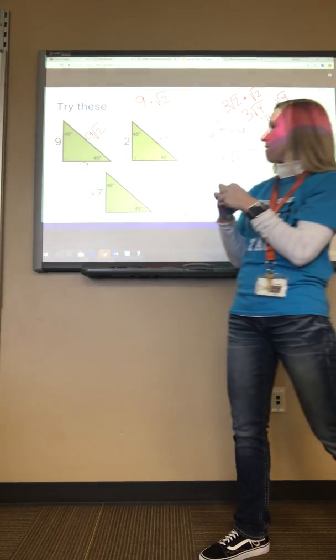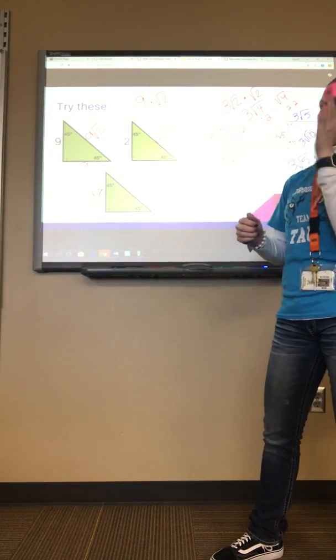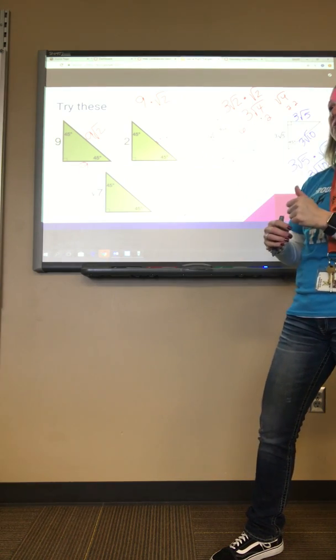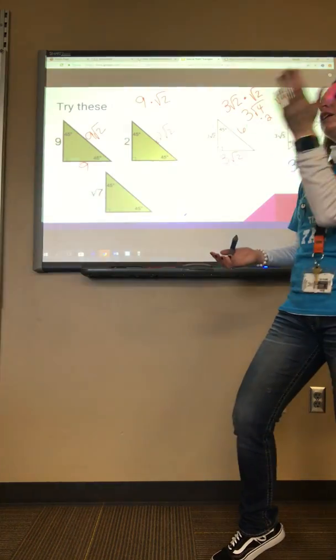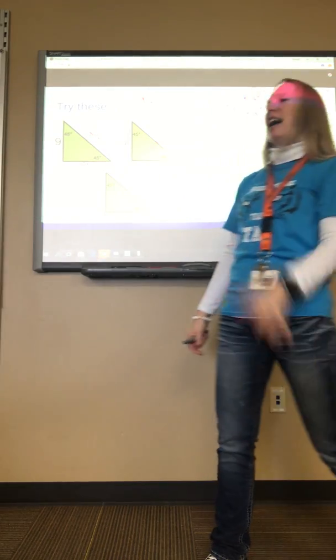Yes, question. How do you know when it's a perfect square? If it's like 2 times 2 is 4, 3 times 3 is 9, so perfect squares would be like 16, 9, 25. Also, like 5 times 5 is 25. Yes, if you multiply a number times itself, that's when it's a perfect square.